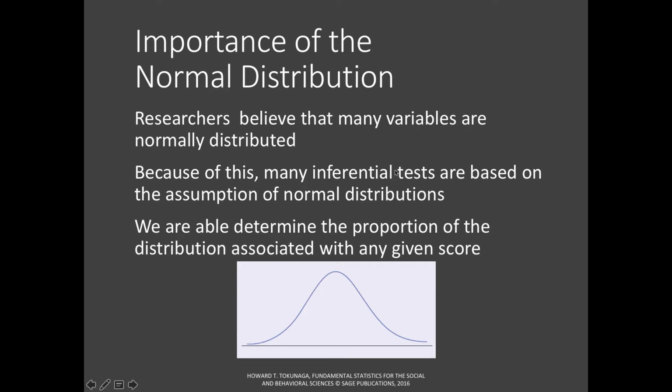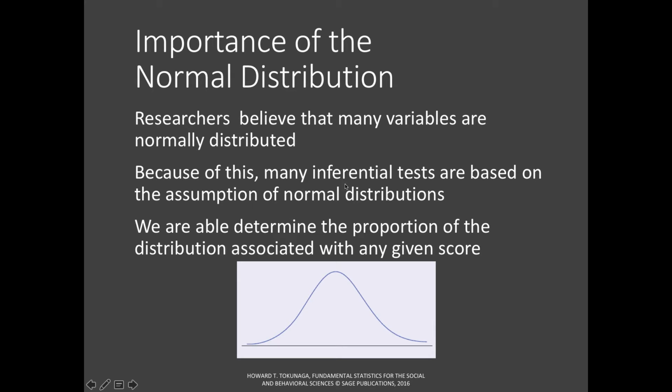So the importance of this normal distribution is because basically everything we're going to do after this class will rely on us saying that the data is normally distributed. If we didn't assume that, then we couldn't do any of the tests we're going to do the rest of the semester. So a lot of variables we say are normally distributed. Whether or not they are, who knows, but we say they are.